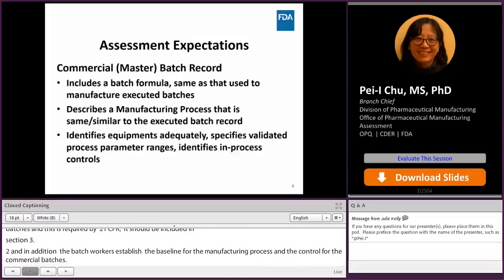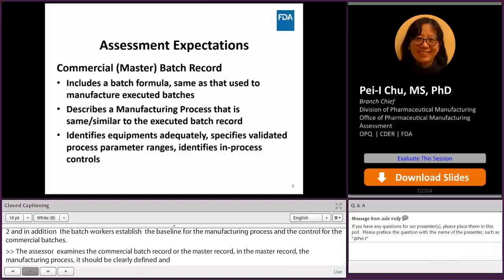The assessor also examines the commercial batch record or the master batch record. In the master batch record, a batch formula and the manufacturing process should be clearly defined, and also equipment, process parameter ranges, and in-process control should be documented in the master batch record.